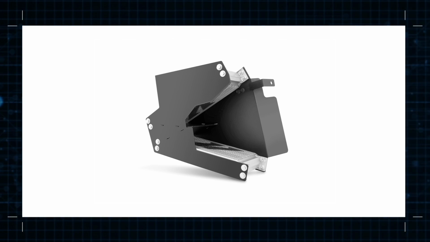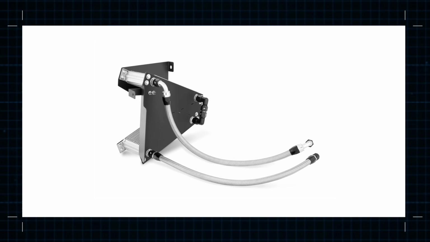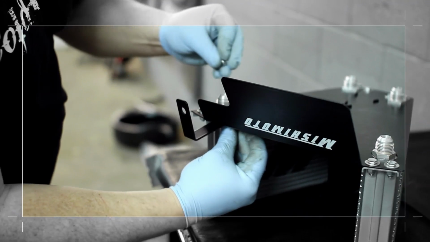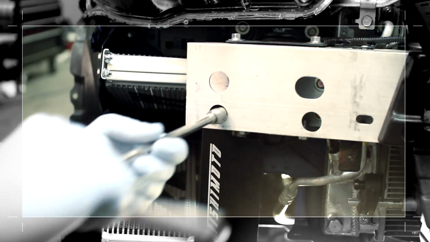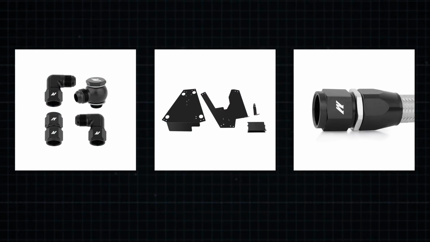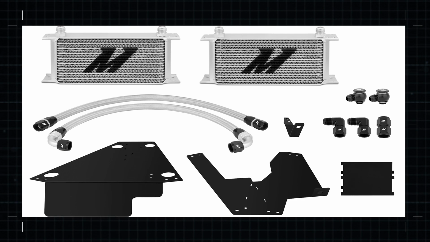The specially designed brackets act as ducting, channeling air to dual 19-row oil coolers. This keeps the Evo going in aggressive street and track conditions when all others fail. Packaged with all the fittings, brackets, and lines you'll need, giving your Evo a much-needed boost has never been easier.